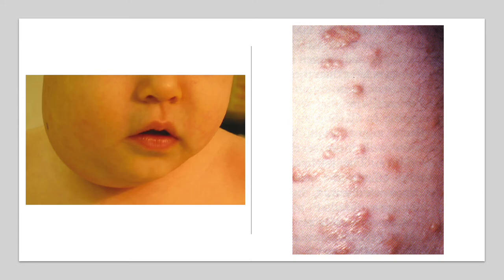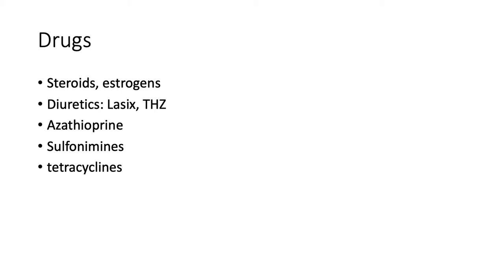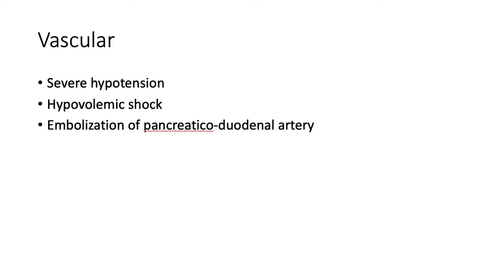And here are the drugs. As I said, you don't have to focus on the names, but usually most of the drugs, if given in high doses, could cause acute pancreatitis. And also we have a vascular cause, which could be like severe hypertension. The idea is that there would be decreased blood flow to the SNR cells, leading to ischemic injury.